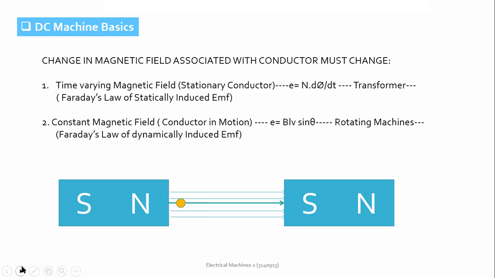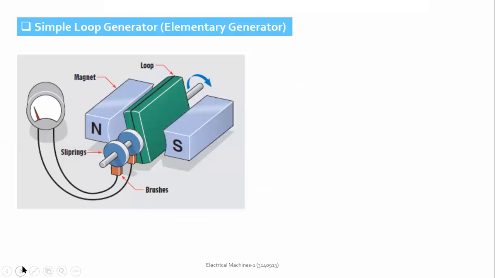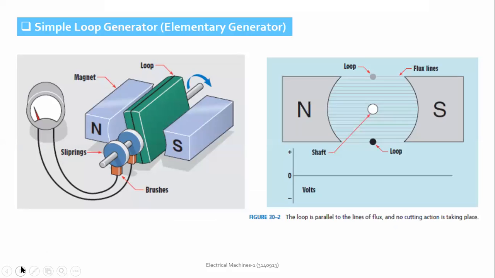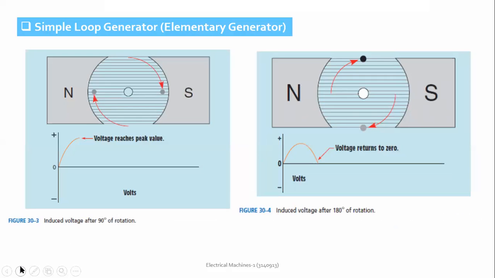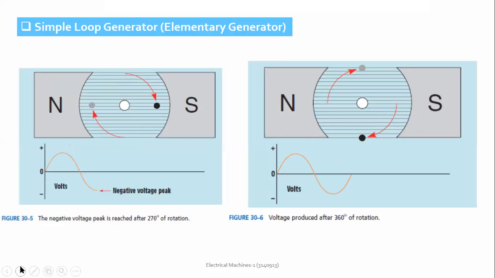Okay, and then we have seen the simple loop generator in the previous class, the elementary generator, where we take two conductors and form a single-turn coil, and rotate it in a magnetic field set up by electromagnets, let's say, or a permanent magnet. With one complete rotation of 360 degrees, it will induce one cycle of generated EMF. This is alternating in nature. The magnitude and the direction are changing.